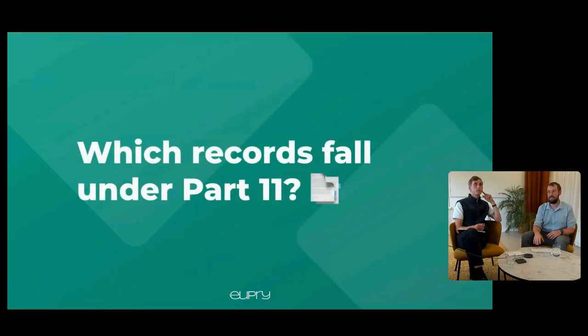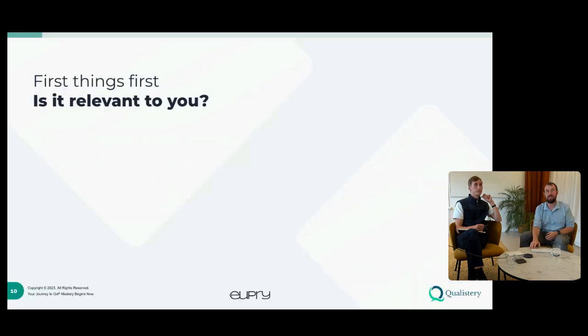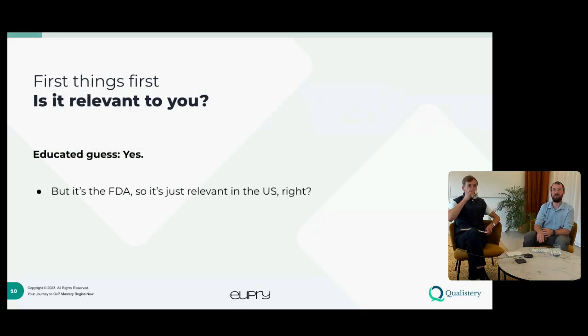So the second topic we have here is which records fall under Part 11, or which records do we need to keep in a Part 11 compliant manner? And there's a very simple answer to that question. First of all, if you have any sort of records that you use in a GXP environment, an educated guess is yes, you need to comply with 21 CFR Part 11.